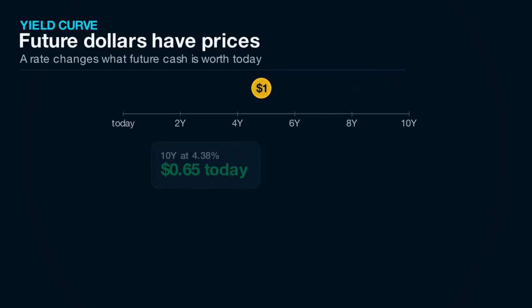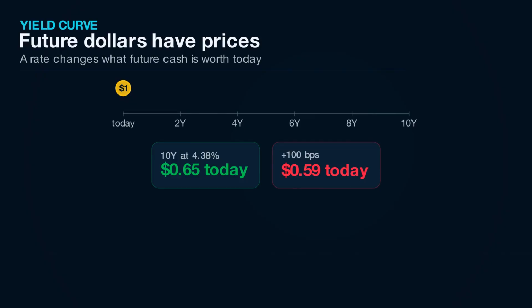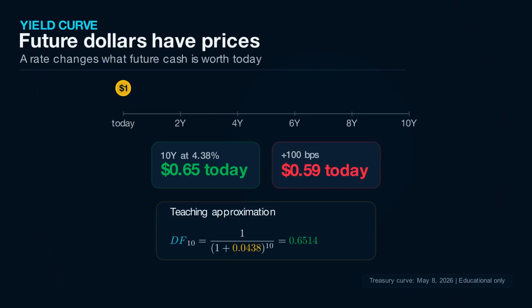Using a simple annual discounting approximation with a 4.38% 10-year rate, $1 10 years from now is worth about 65 cents today. Push that rate up by just 1 percentage point, and it falls to about 59 cents. That looks tiny, until you realize the same calculation is being applied to bonds, swaps, mortgages, pensions, private equity valuations, and trillions of dollars of derivatives every day.